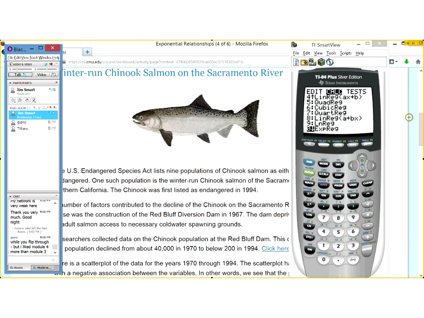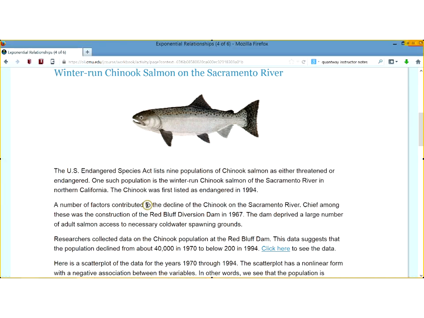We got a question here. While you flip through, I liked module 4 more than module 3. I'm not understanding what you're saying there. Module 4 made more sense, just the way it's written. You mean that? I assume that's what you're saying. Okay. All right. Well, good. Yeah, that's good to know for sure.